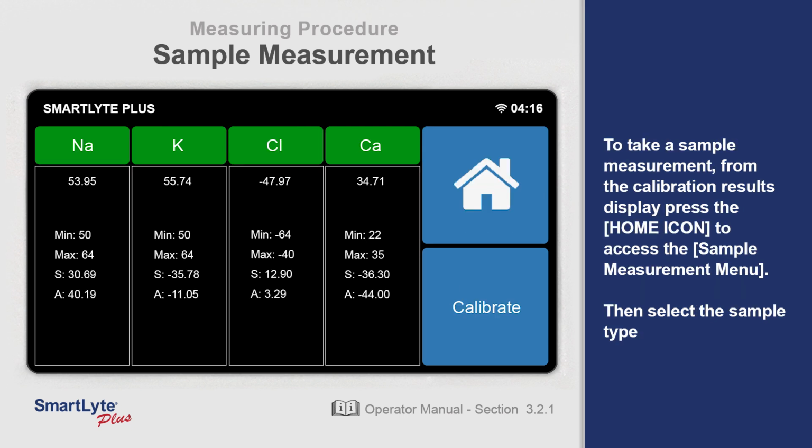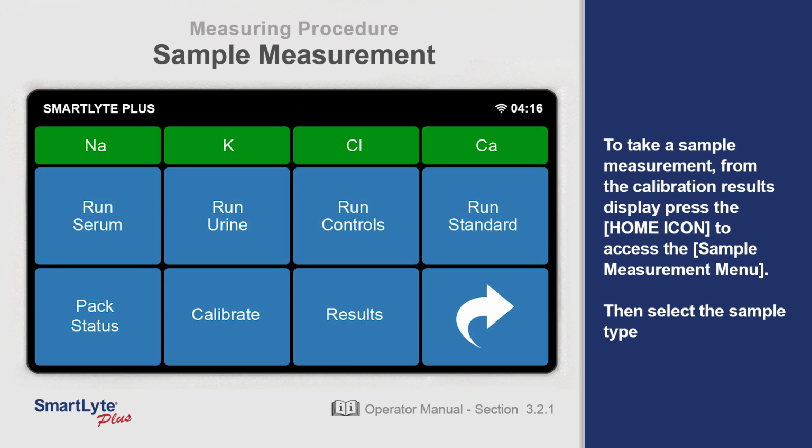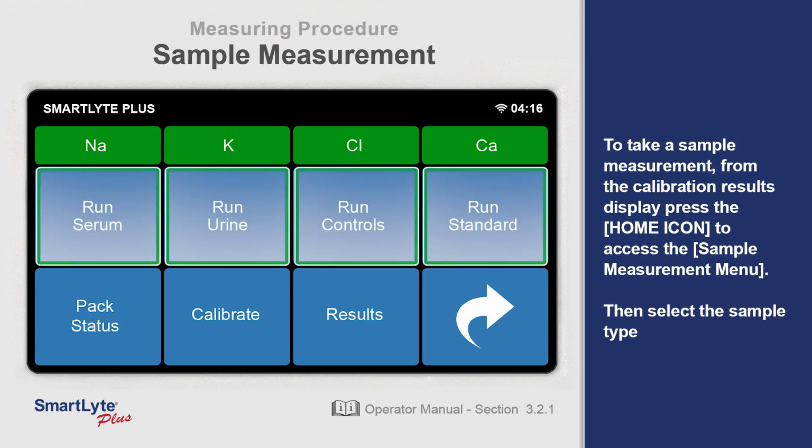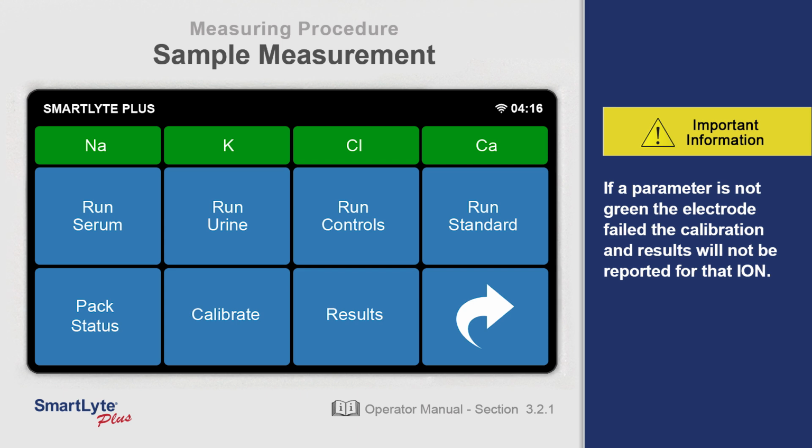To take a sample measurement, from the calibration results display, press the home icon to access Sample Measurement menu. Then select the sample type. Note, if a parameter is not green, the electrode failed calibration and results will not be reported for that ion.